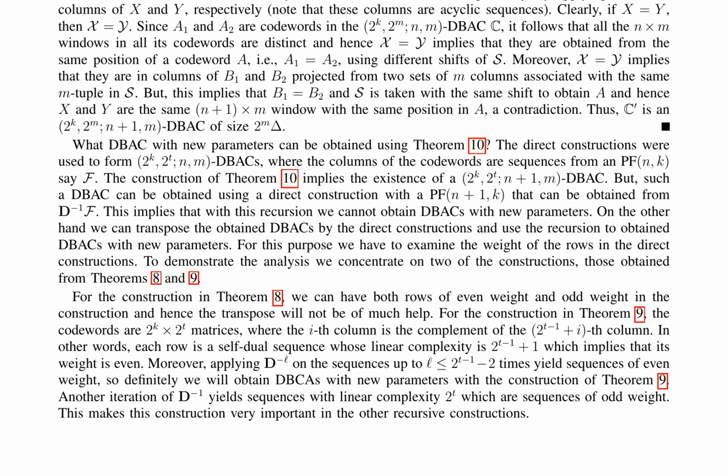The implications of Theorem 10 are discussed, noting that it cannot be used to obtain DBACs with new parameters directly. However, by transposing the obtained DBACs and applying the recursion, they can obtain DBACs with new parameters. The weight of the rows in the direct constructions is examined, focusing on two specific constructions obtained from Theorems 8 and 9. It is found that the construction in Theorem 9 yields DBACs with new parameters, as the rows have even weight, and that another iteration of d^-1 yields sequences with odd weight.